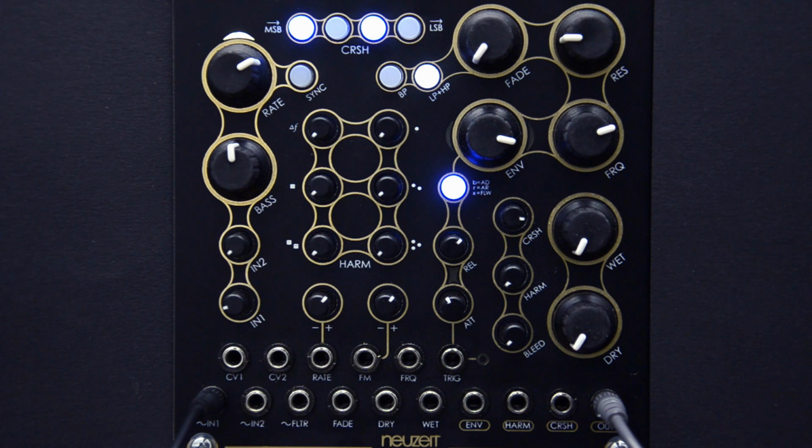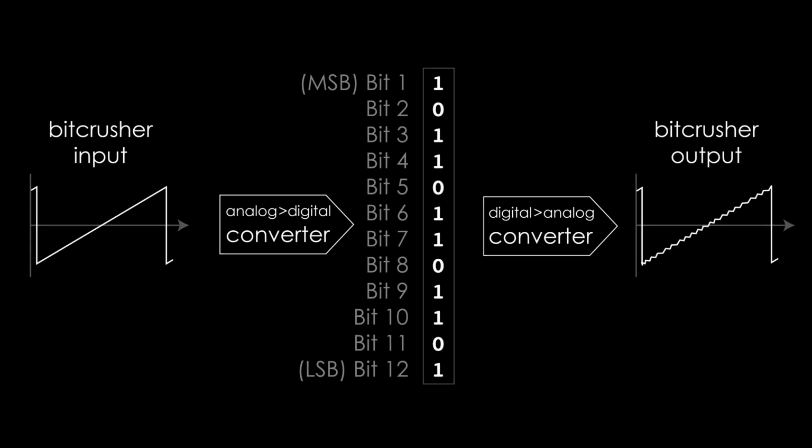To better understand what is going on inside Crush, let's have a look at this graphic. Orbit reads the incoming analog signal and converts it into its binary representation consisting of 12 bits, which can be 1 or 0.